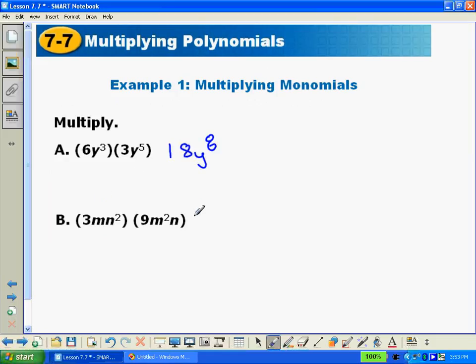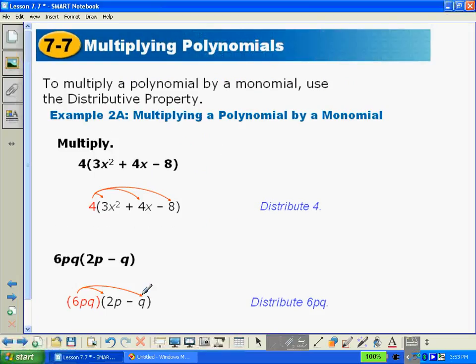In example B, 3 times 9 is 27. The exponent of m, there's an understood 1, so m to the first times m to the second is m to the third, and n to the second times n to the first is n to the third. So this is multiplying monomials. Multiply the numbers and multiply the common letters by adding their exponents.